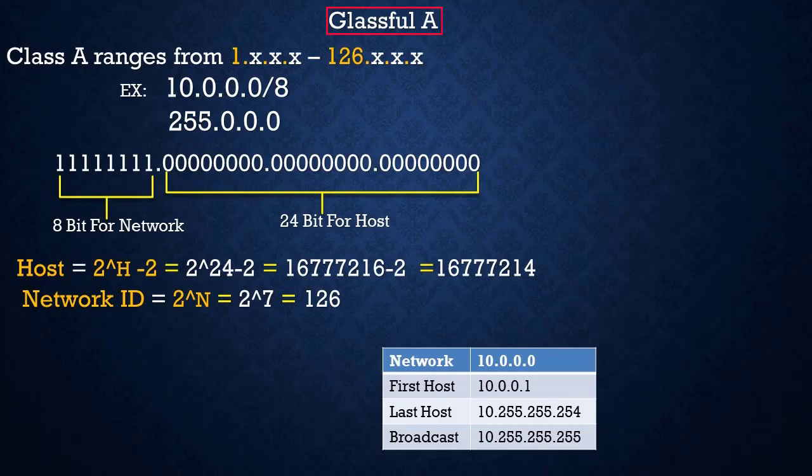IP addresses belonging to Class A are assigned to networks that contain a large number of hosts. IP addresses belonging to Class A range from 1.x.x.x to 126.x.x.x, for example the 10.0.0.0/8 subnet, with subnet mask 255.0.0.0. The network ID is 8 bits long and the host ID is 24 bits long.